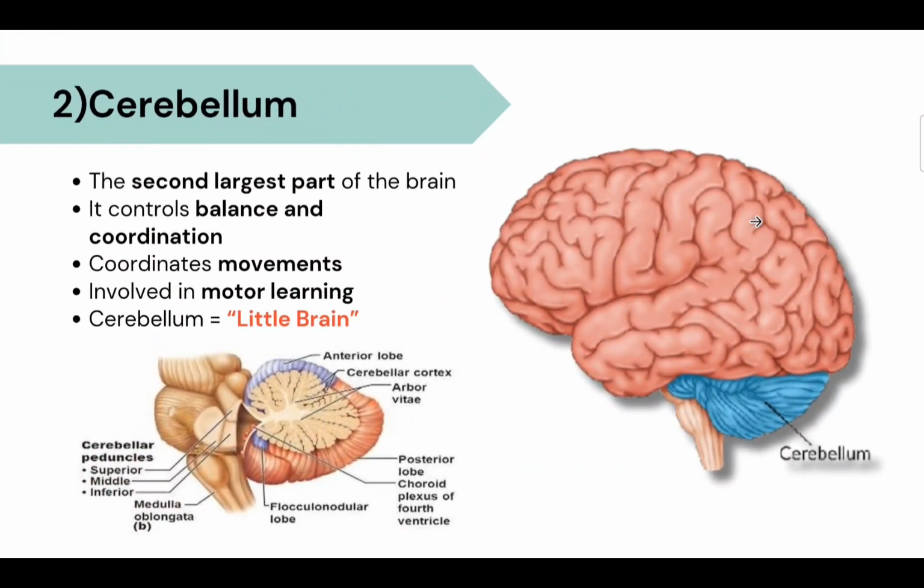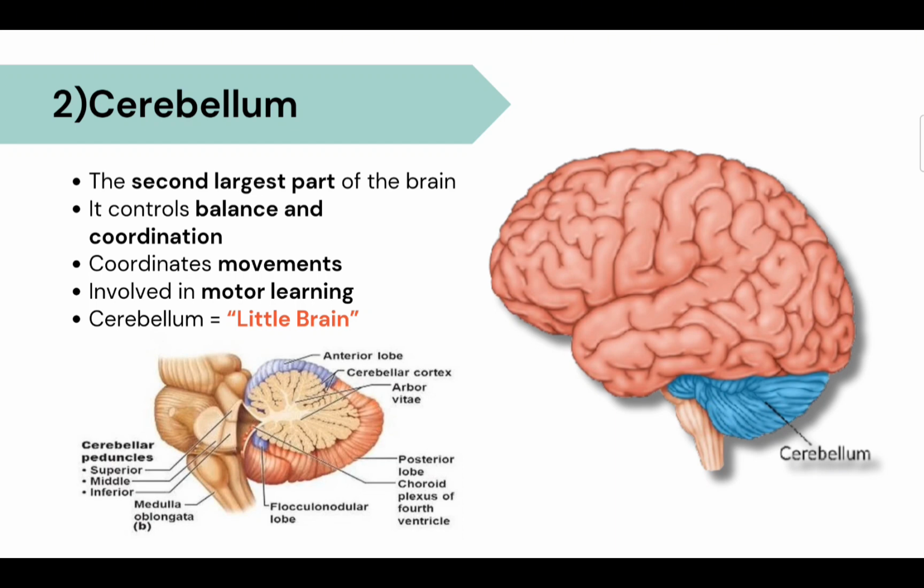And then the cerebellum is the one highlighted in blue. Okay, it is located at the back of your head. It is the second largest part of the brain. It controls balance and coordination. So this is the keyword.